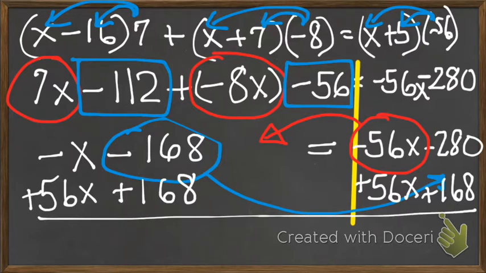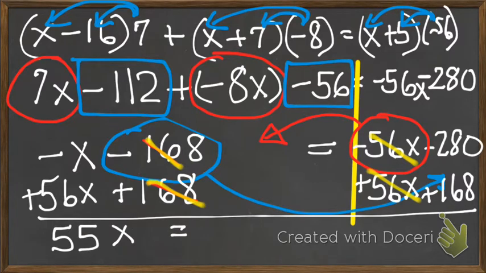And then we combine, cancel anything that's a negative and a positive, and then combine the like terms together. You're in debt 1x, and then you paid 56, so that's 55x. You're in debt $280, but you paid 168. Negative 280 plus 168 is negative 112.